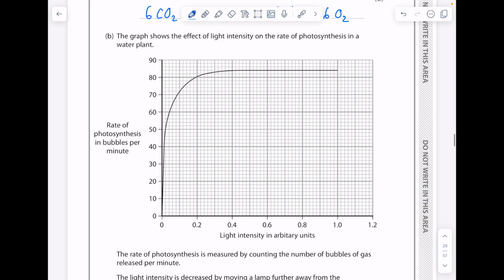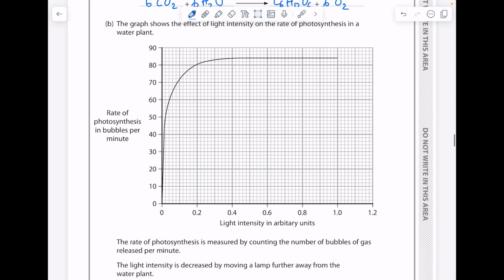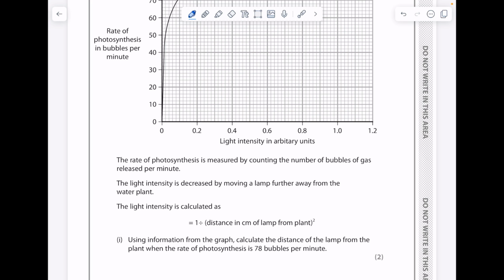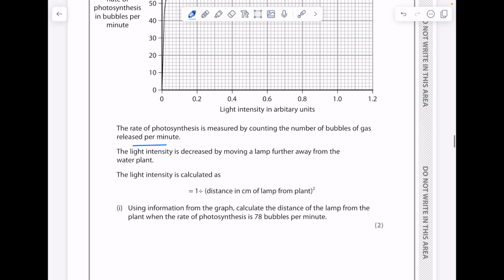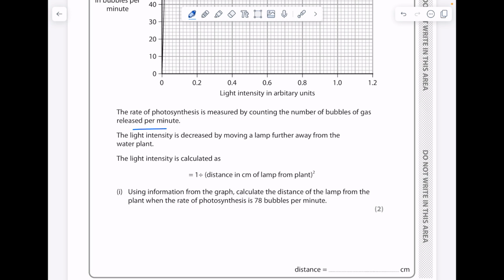The graph shows the effect of light intensity on the rate of photosynthesis in a water plant. The rate of photosynthesis is measured by counting the number of bubbles of gas released per minute. The light intensity is decreased by moving a lamp further away from the water plant. Using information from the graph, calculate the distance of the lamp from the plant when the rate of photosynthesis is 78 bubbles per minute. So we're going to steal this equation, write it out again in the exam. So we know that's the light intensity.